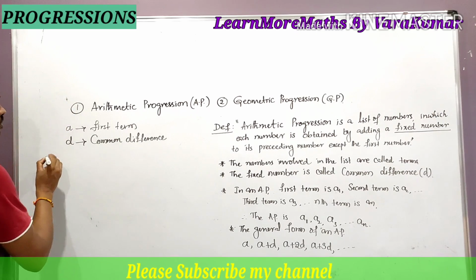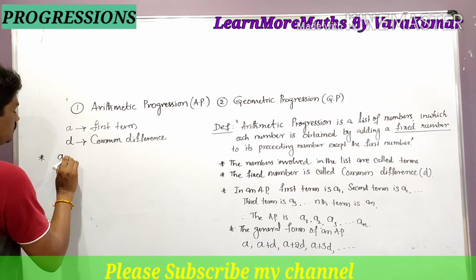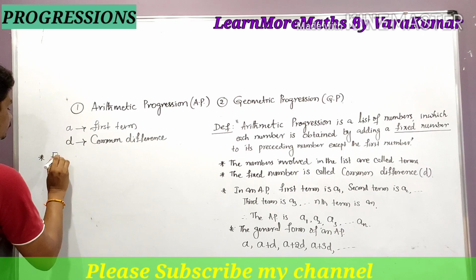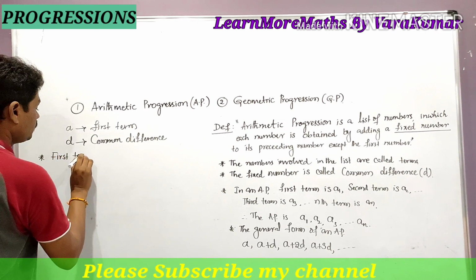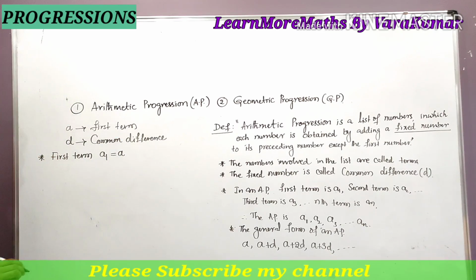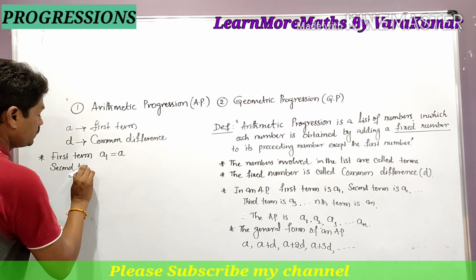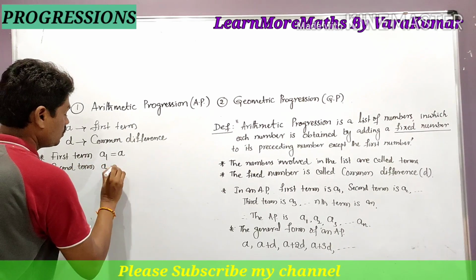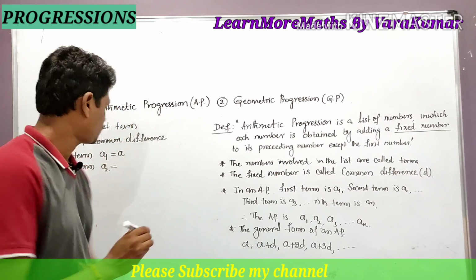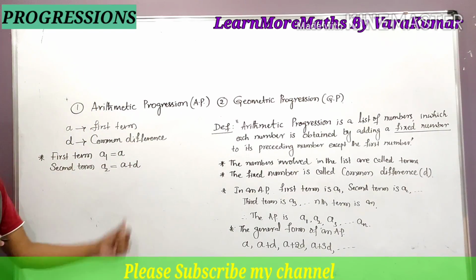So see, student, now we have to write the terms in the AP. First term is denoted by A1, which is itself a, student. And second term is denoted by A2. How can we get A2, student? By adding the common difference to the first term. A2 can be written as a plus d. Just you have to observe, student.